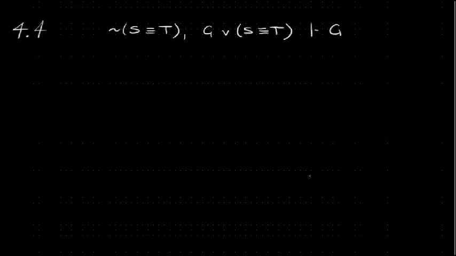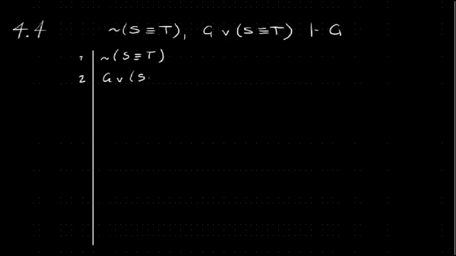Question 4.4 is not S if and only if T, so that's not S if and only if T, negation of that by conditional, G or S if and only if T, and G, therefore G. So again, we'll just be very methodical with all of these things, just like everything in logic we can be mechanistic about it. We've got a set way of doing everything, which will hopefully lead us to the answer. So let's say Z is for G, premise, and it's not clear how we're going to get G yet. Okay, so this is what we're starting off with.